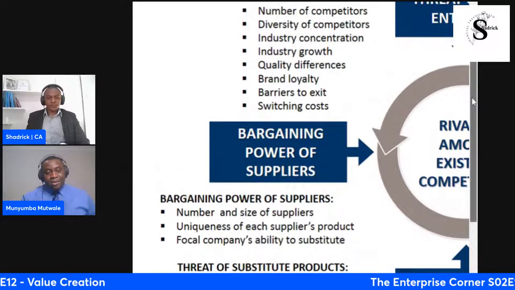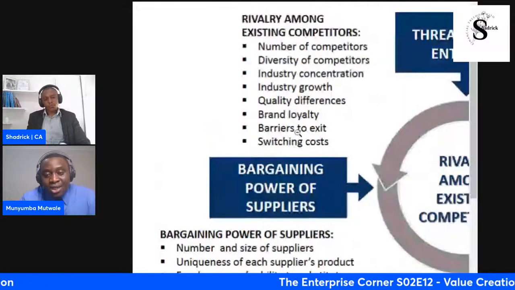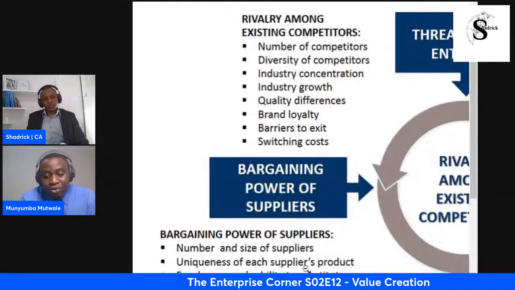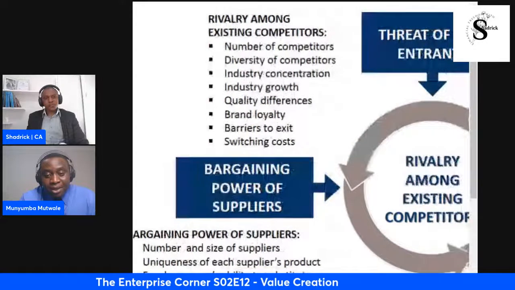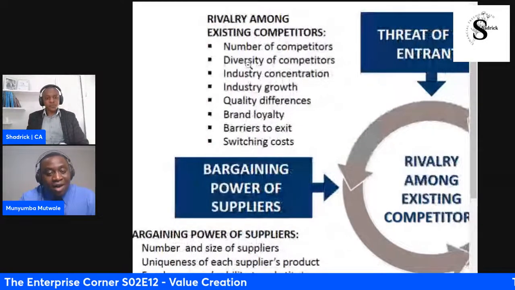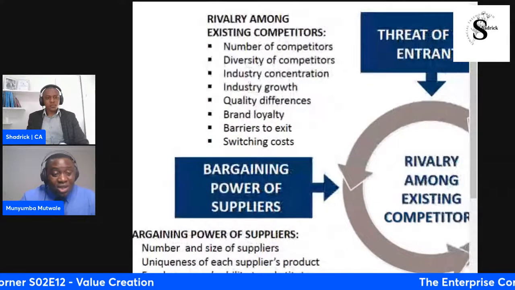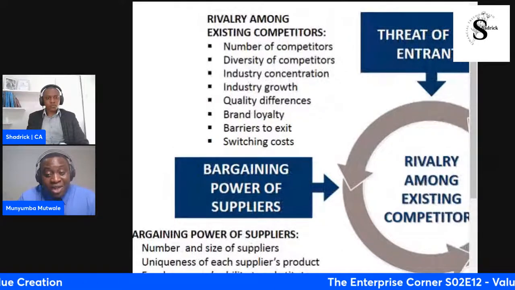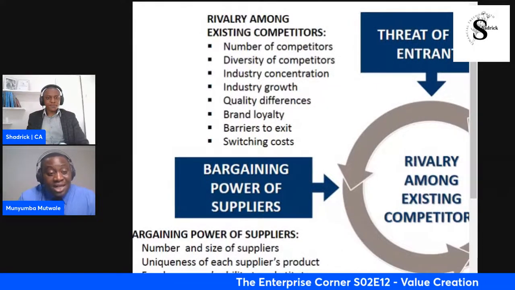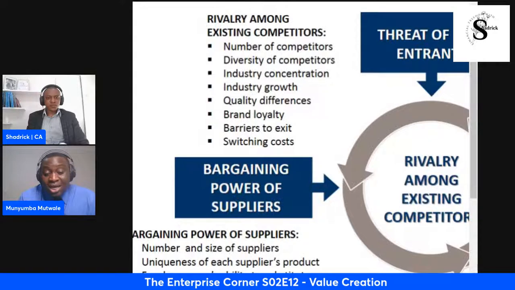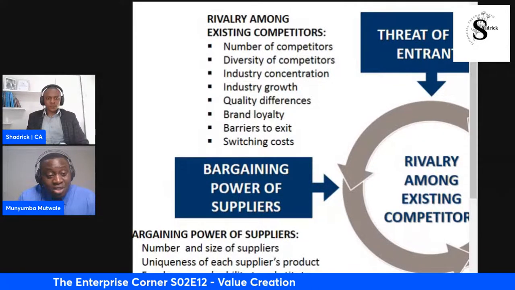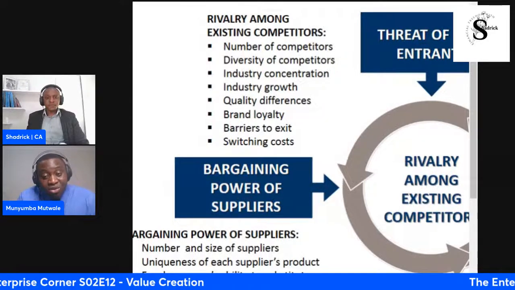Then the other thing that fights you now in the industry is rivalry. You have to look at rivalry with the current people. In other words, how many competitors do you have? How diverse are they? How concentrated? How much power do the people who are at the top of the industry have? How much is the industry growing? If it's growing slowly, it's very difficult to add big margins. Slow-growing industries become difficult to add margins.